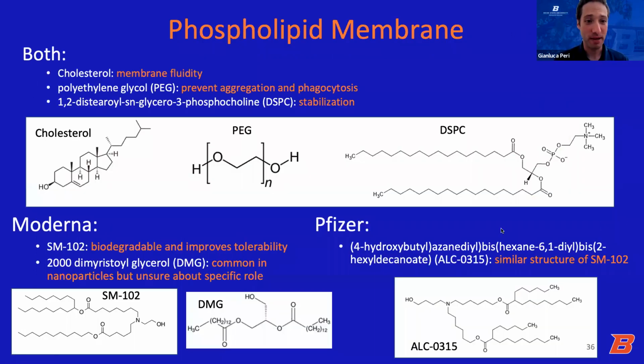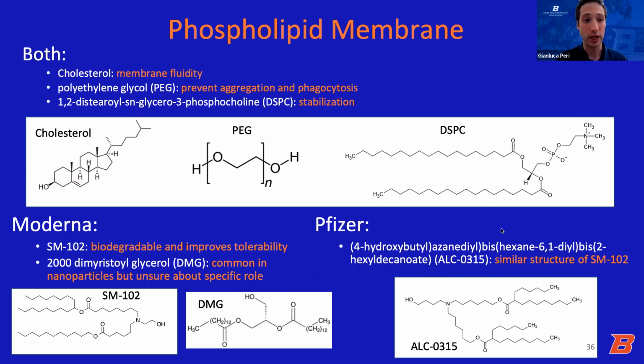First, the phospholipid membrane. There are some shared ingredients between Pfizer and Moderna. First of all, we have cholesterol, which in the eye of the public is usually thought of as, oh, this is really bad, right? We don't want cholesterol. Actually, cholesterol is an essential component in your own cells. It helps the membrane to remain fluid. That's the same purpose why it has been included in these vaccines.